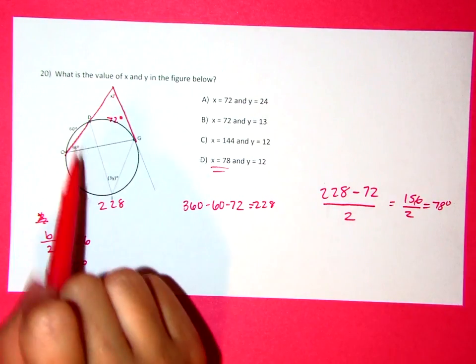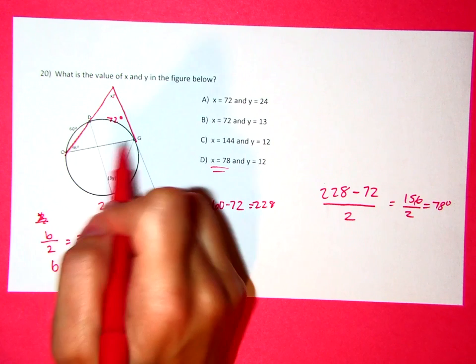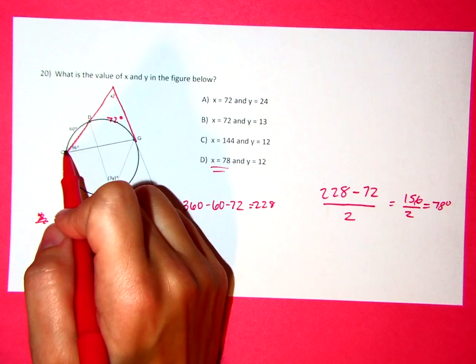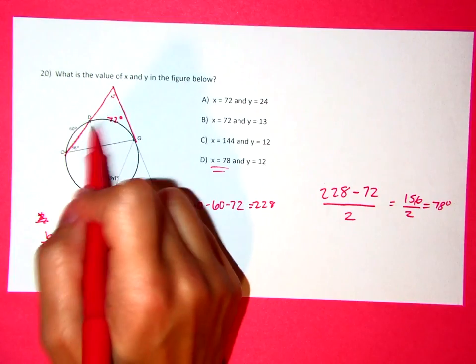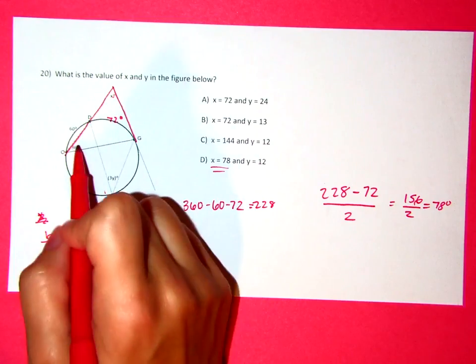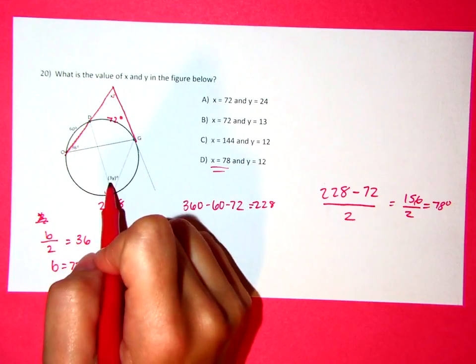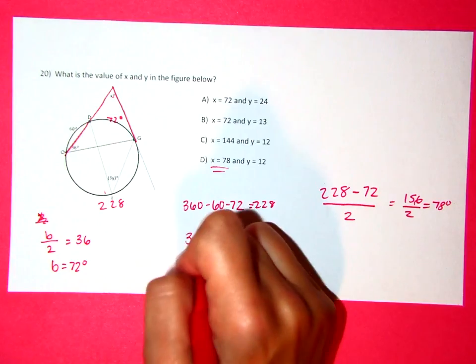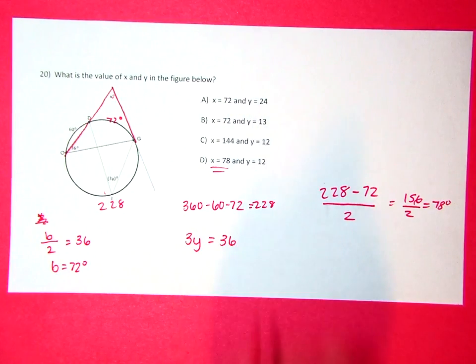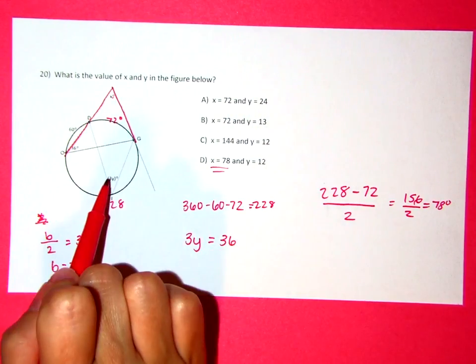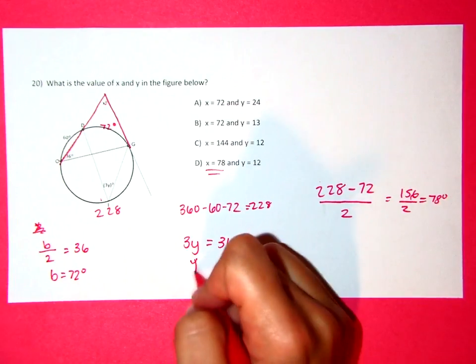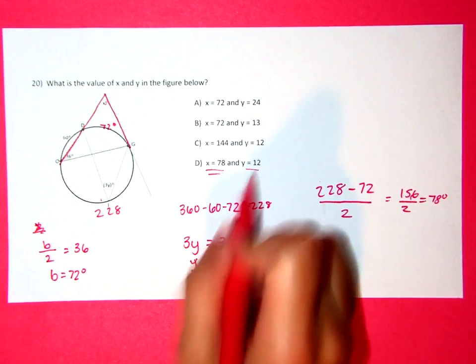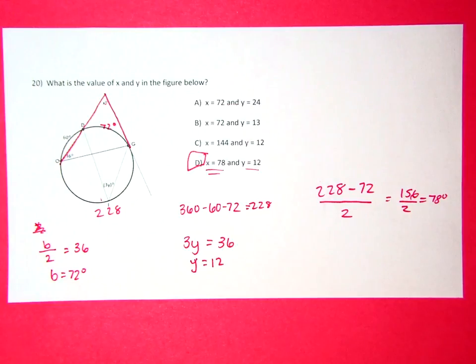Now, what I want to point out with the y is notice here that this inscribed angle and this inscribed angle, they both share the arc of 72. That means that these two are actually congruent. So what we can do is take the 3y, set it equal to 36 degrees, because these two angles are congruent if they share the same arc. If I divide both sides by 3, that puts y equals 12, which confirms that answer choice D is my correct answer.